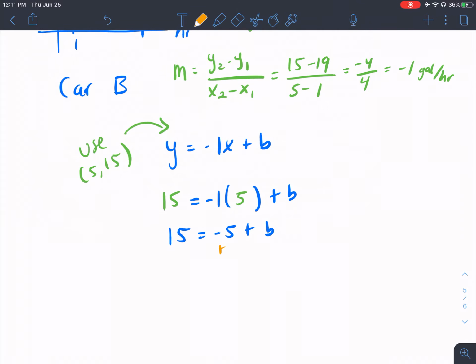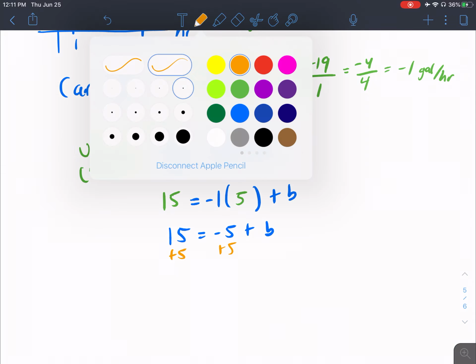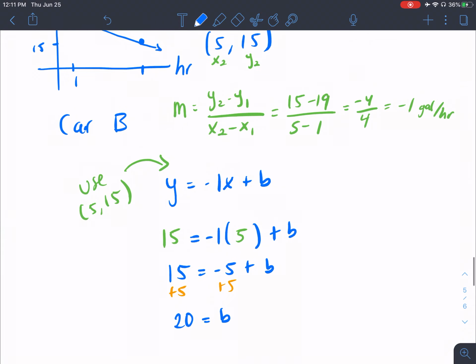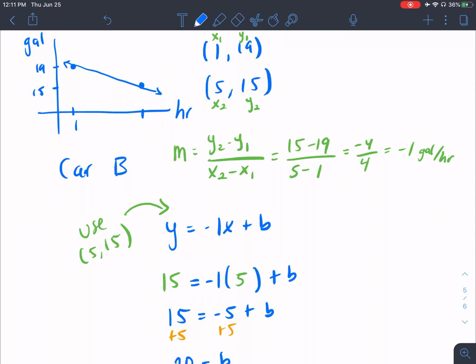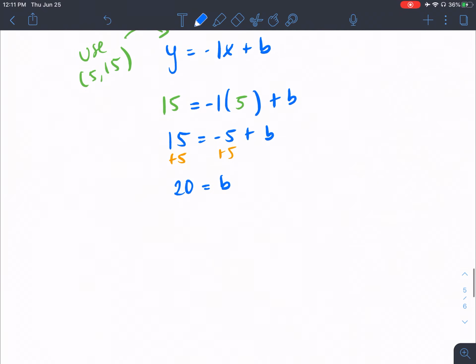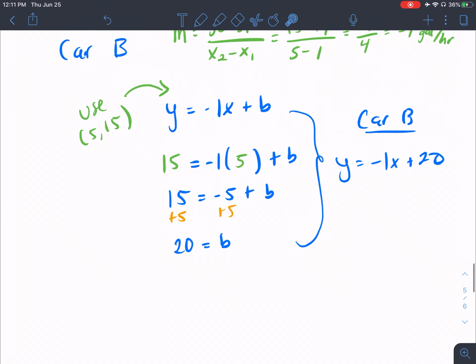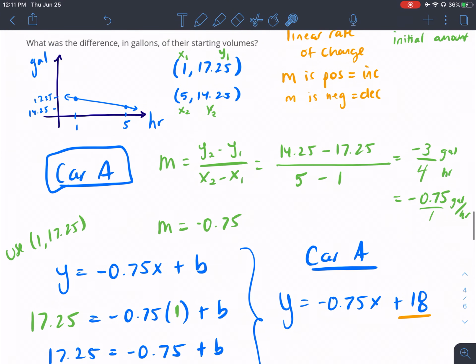Let's add that 5 to both sides. And notice that we get 20 equals b, which makes sense because we saw that the initial amount had to be above 19, so it turns out to be 20. So car B can be modeled using this linear function, negative 1x plus 20. You start out with 20 gallons, and then every hour you decrease by 1 gallon. But now we're going to actually answer the question.